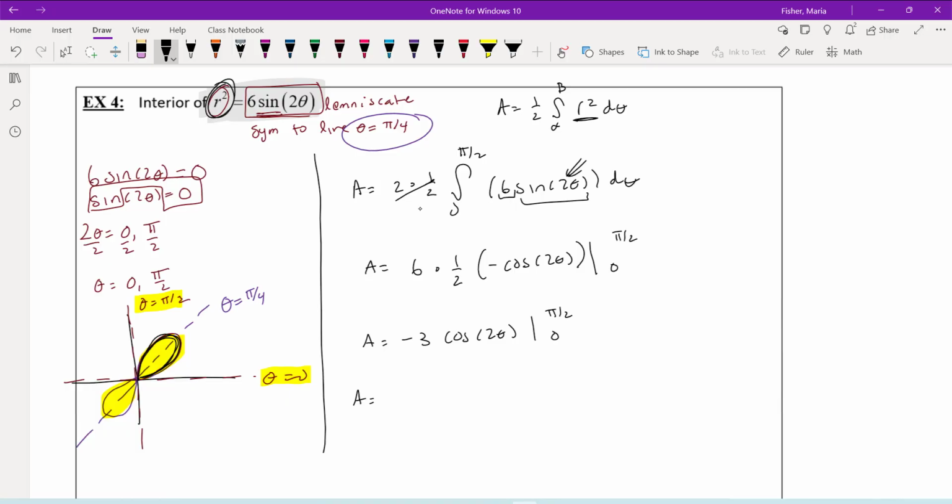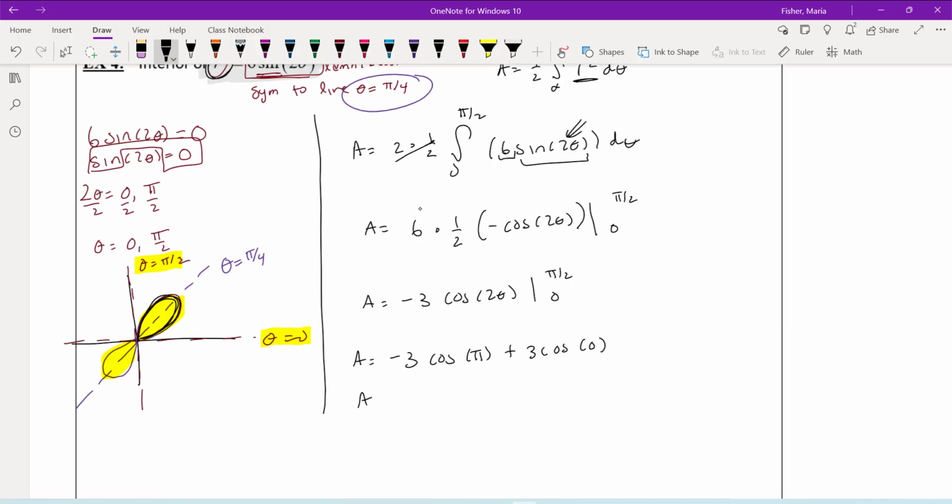Now plugging in those limits of integration, I have negative 3 cosine. If I plug in pi over 2, that's pi. And then minus the negative is plus 3, and then the cosine of 0. Well, the cosine of pi is negative 1. So here we have negative 3 times negative 1, or 3, plus the cosine of 0 is 1. So that's 3. Therefore, my area of the interior of that lemniscate is 6 units squared.